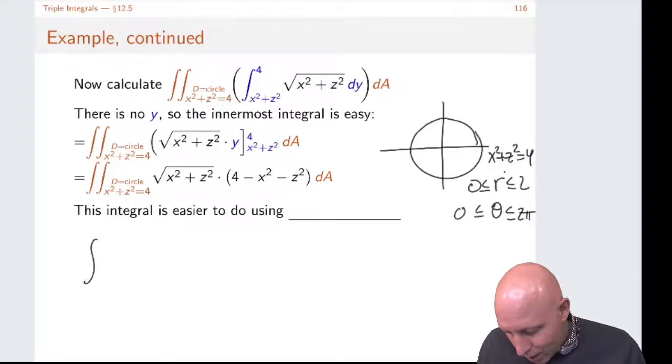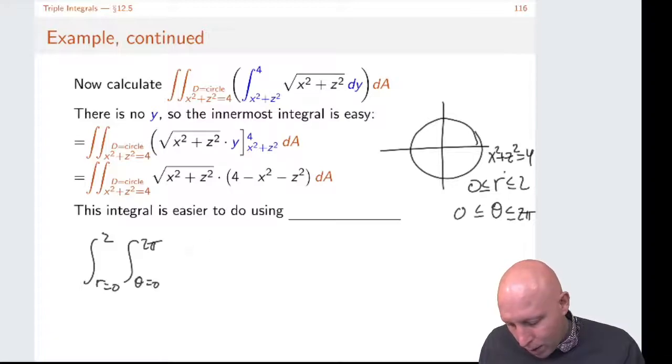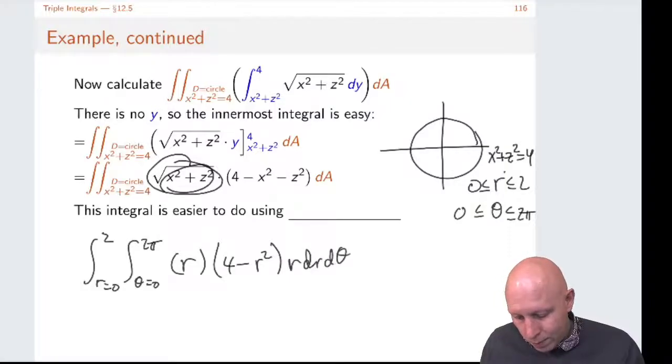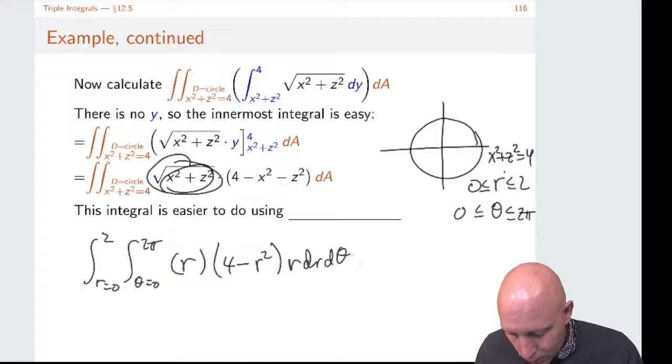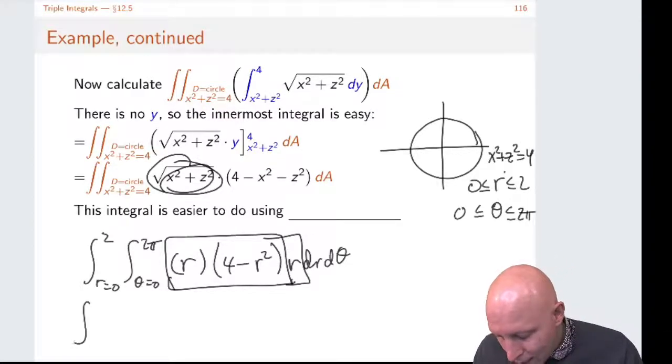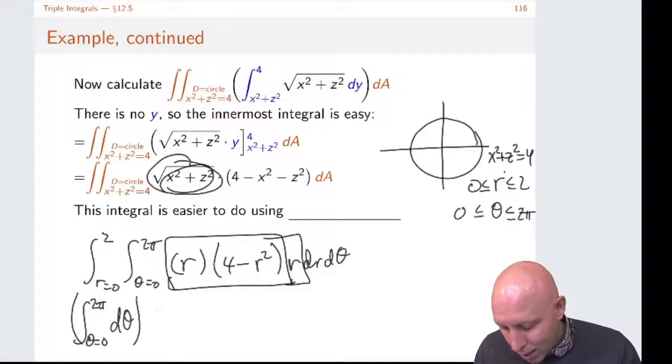And so what we get is an integral from r equals 0 to 2. Theta goes from 0 to 2 pi. And then x squared plus z squared, well, the square root of that is just r. And then 4 minus r squared. And then don't forget, because these are polar coordinates, we get r dr d theta. All right, and so what do we get? We have an expression, there's no thetas in here. So when we break this apart, we can just take the theta integral by itself, and then we can take the r integral by itself.